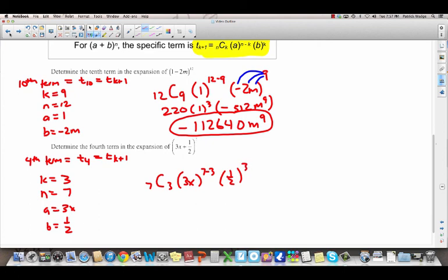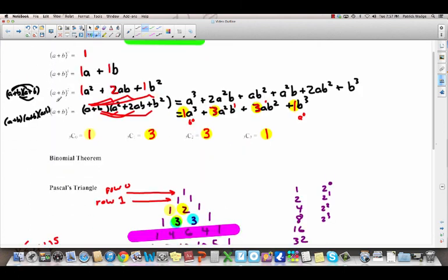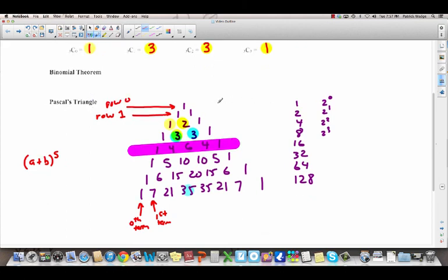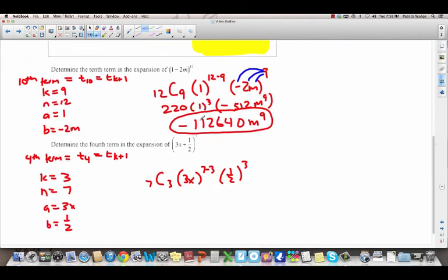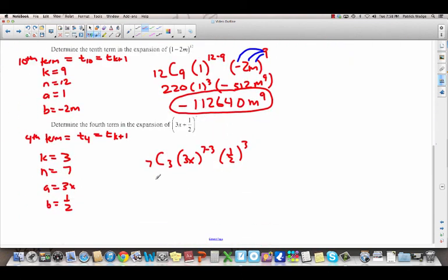7 choose 3, you could use the Pascal's triangle if you want. 7 choose 3. Go to the 7th row. 0, 1, 2, 3, 4, 5, 6, 7. Choose 3, so go over to the third element or third term. 0, 1, 2, 3. There it is, 35. Already highlighted for us. Awesome. I think it's because we already did that exact one before. So we have 35.